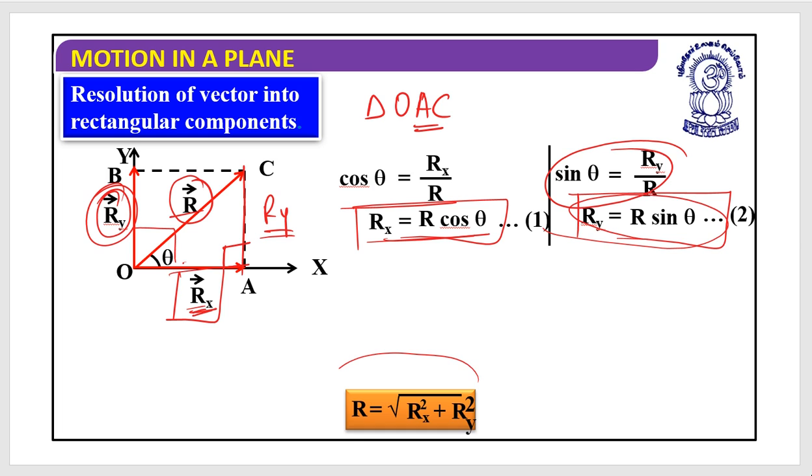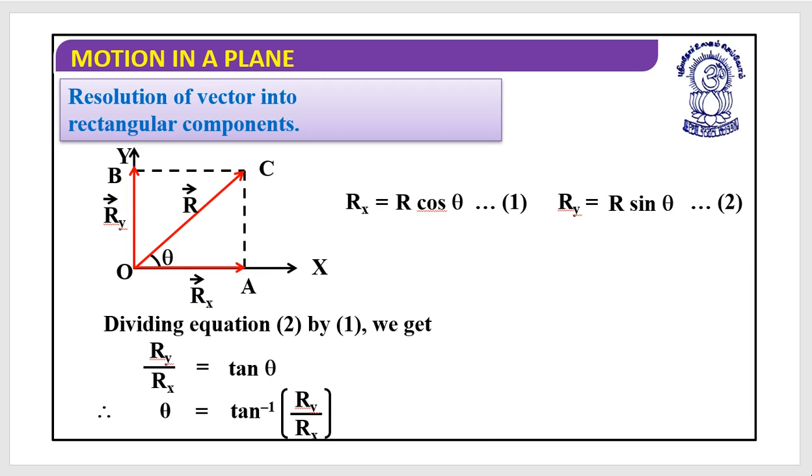When I find the resulting vector of this, it would be R. That is what my requirement is: R is equal to the square root of Rx square plus Ry square. I hope these things are clear to you. Is it clear?